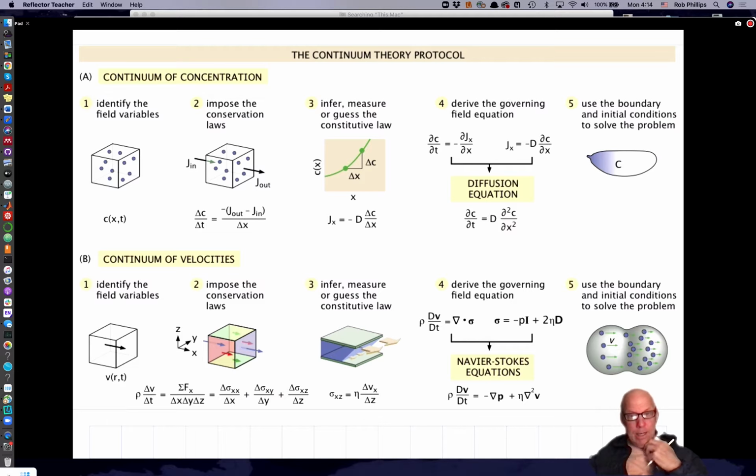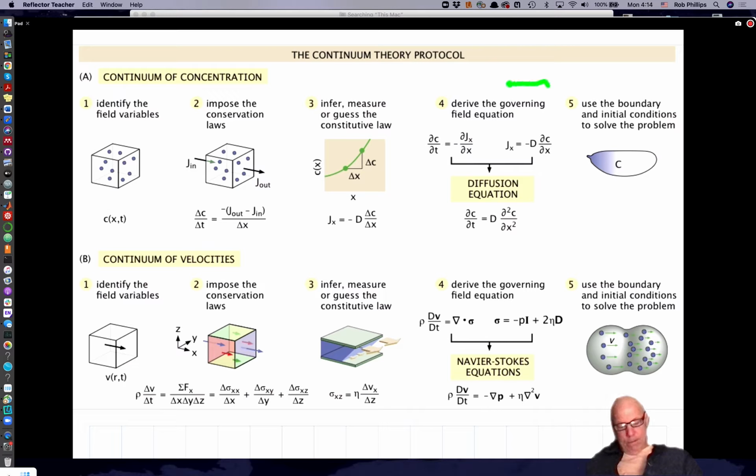Okay, step three, because the conservation law is incomplete in the sense that, for example, it doesn't link flux, which you see on the right-hand side, to concentration, which is the field variable we're trying to determine. So somehow we have to find a relation between flux and concentration, or between linear momentum and velocity, just for example. So this point requires us to do what's called either infer or measure or guess the constitutive law. The constitutive law is this functional relationship between the field variable of interest, which in our case is the concentration, and the flux, which we've used in the context of the conservation laws.